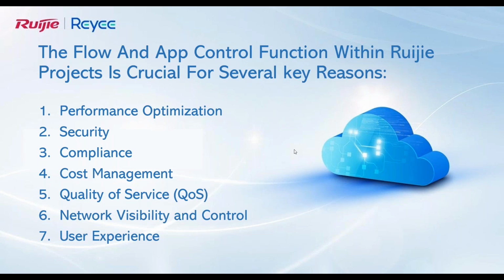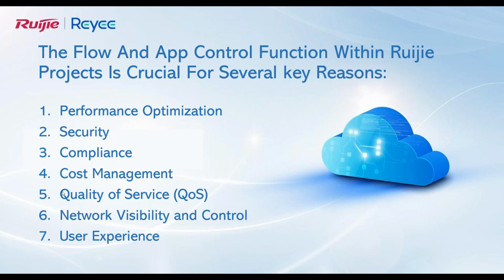Two, security enhances network security by monitoring and controlling application access, preventing unauthorized activity, and mitigating malware risks is very important. Three, compliance ensures adherence to industry regulations by controlling data flow and application usage. Protecting sensitive information today is very important as well. Four, cost management. It helps by reducing unnecessary bandwidth consumption, leading to cost savings by limiting non-essential application usage.